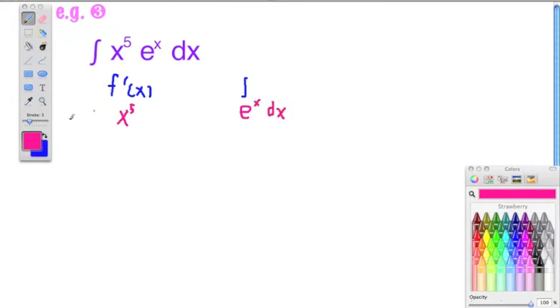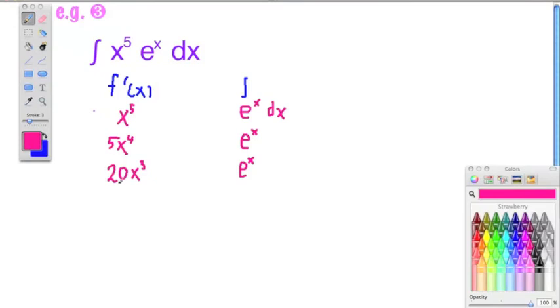And then we will differentiate x to the power of 5, we will get 5x to the power of 4. We integrate e to the power of x dx, we will get e^x. And then this process continues until we differentiate and get 0.